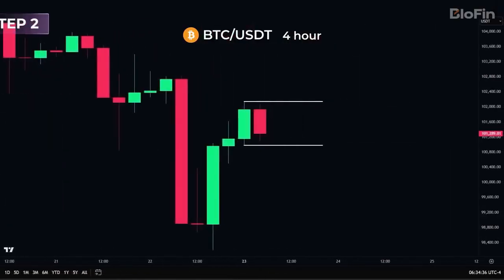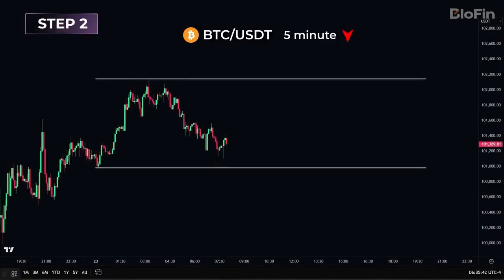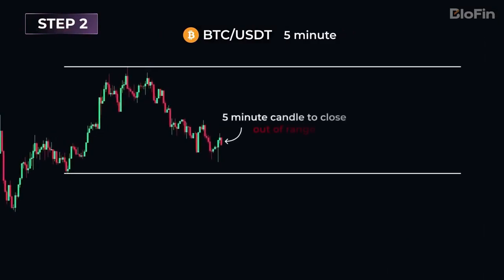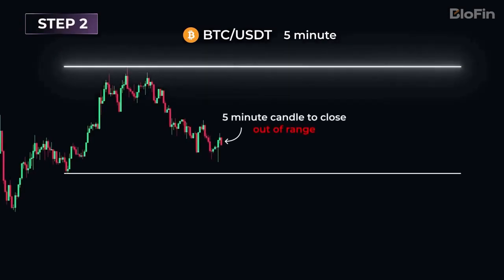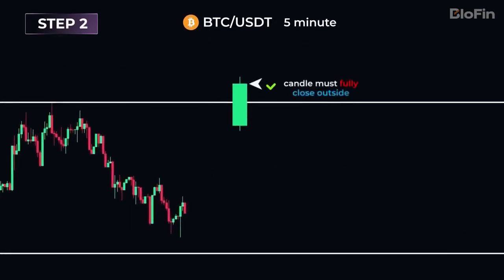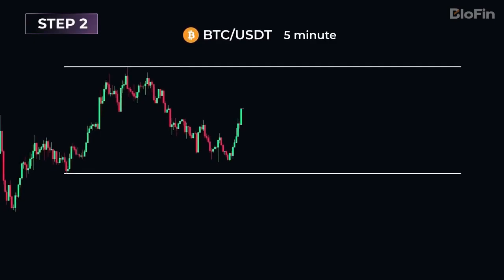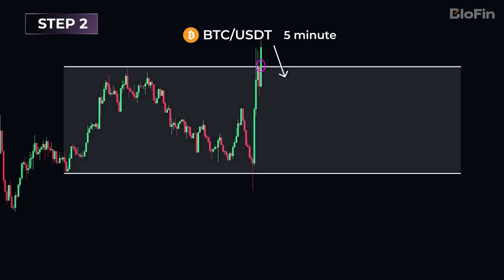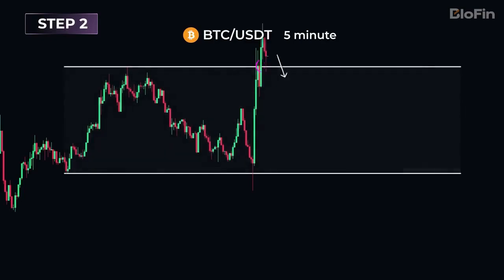Step 2. So after the 4-hour range is identified, we go down to the 5-minute time frame to look for scalp setups. So, the setup we're looking for is when the 5-minute candle closes outside of the range, either the range high or range low. But again, the key here is the candle must fully close outside, so wicks alone don't count. After the breakout, we then wait for price to re-enter and close back inside the range again. But make sure that all of this happens within the same day as the 4-hour range we marked.